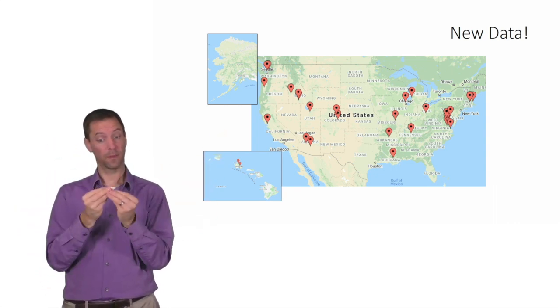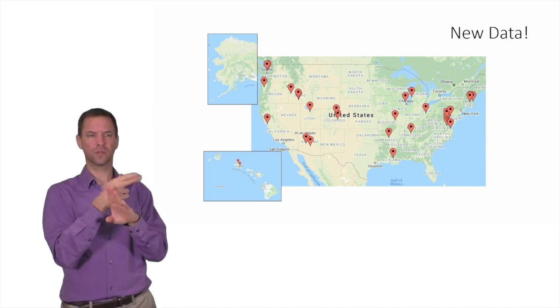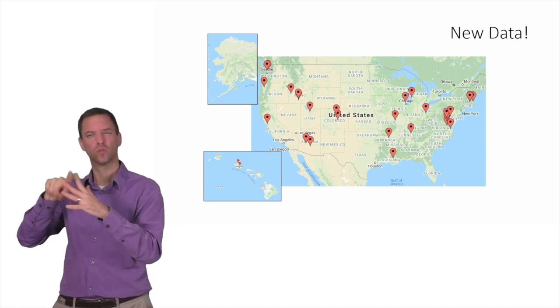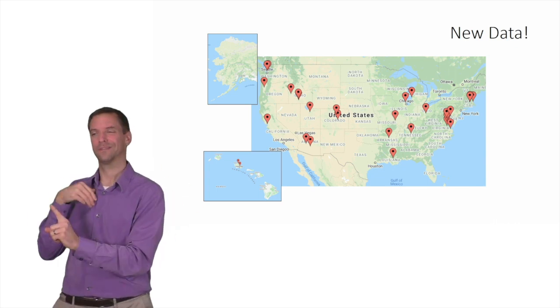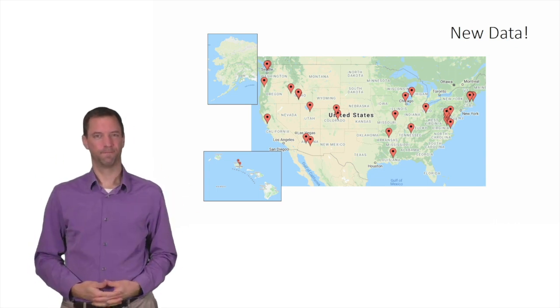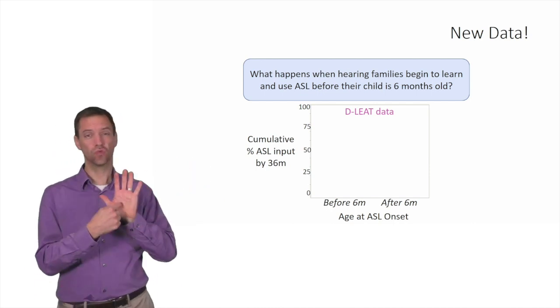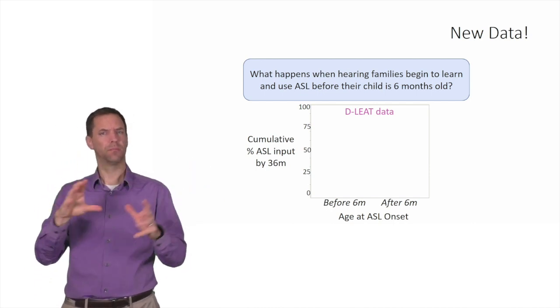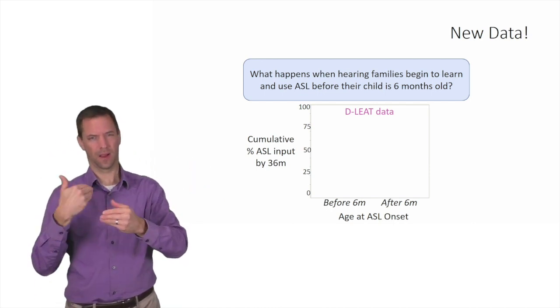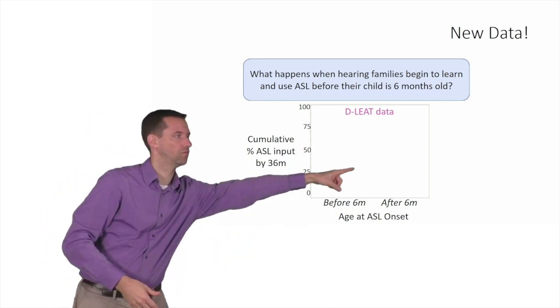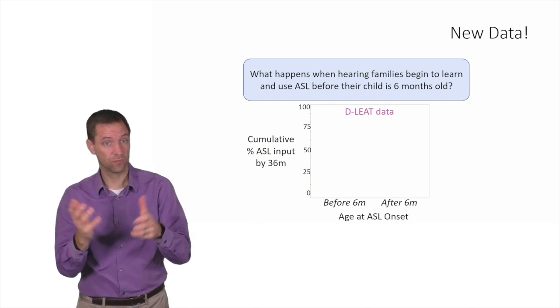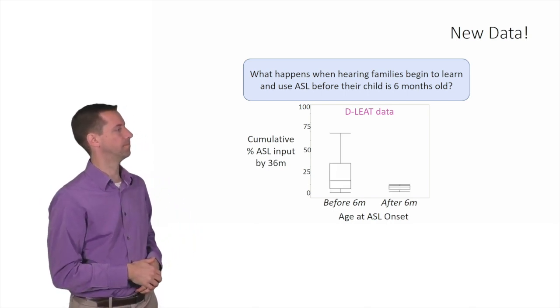So now let's take a look at those 30 families, divided based on those who started using ASL before their child was 6 months old versus after. There are 24 families that started before 6 months, and here the y-axis is showing by age 3 what % of the child's cumulative input has consisted of ASL as a function of whether the family started using ASL before or after 6 months. Here's the result.